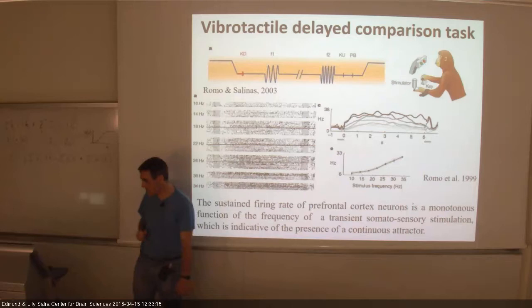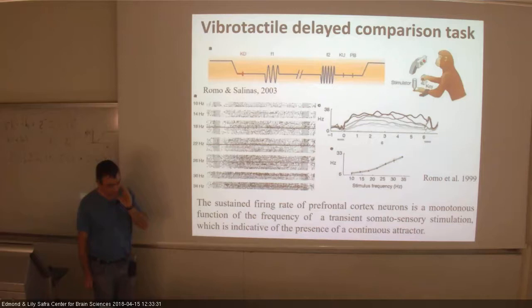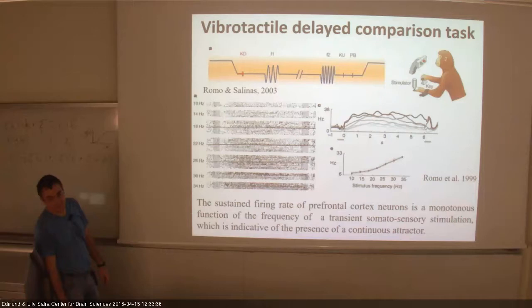Now, my question to you is, why is this interesting at all? Why should we care about it? Because there's activity when the stimulus is already over. So it is interesting because there is activity when the stimulus is over. Why is it interesting? If you're interested in memory, then this can be thought of as a neural correlate of memory.